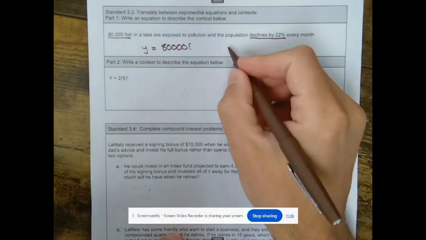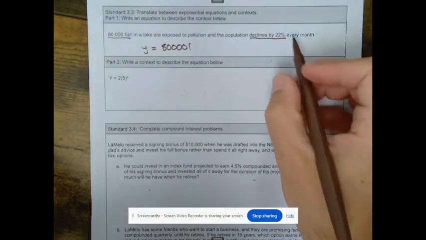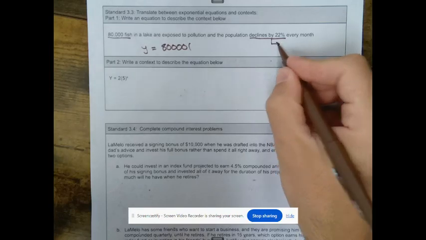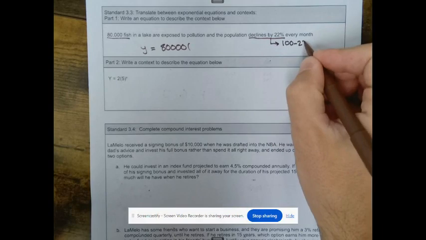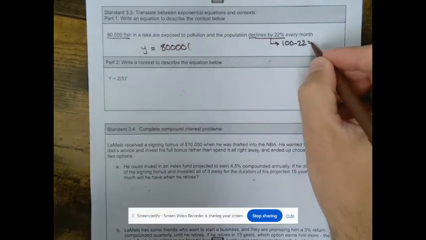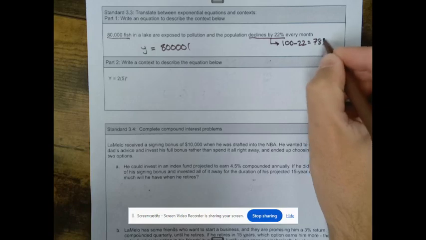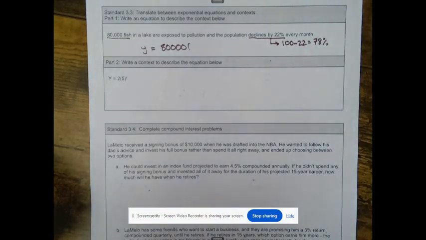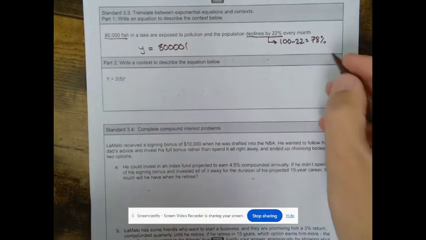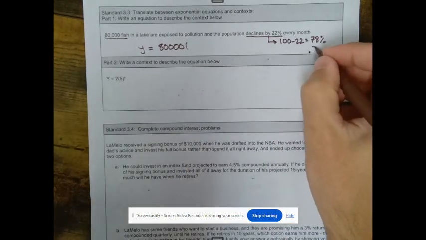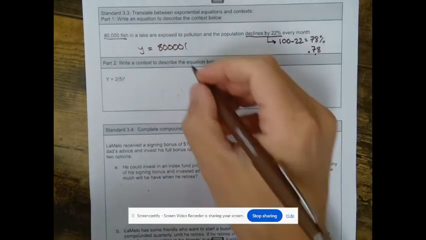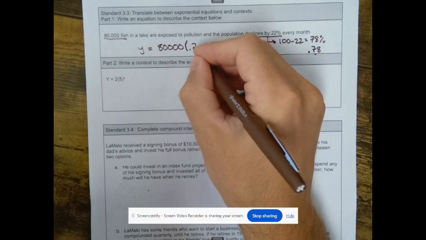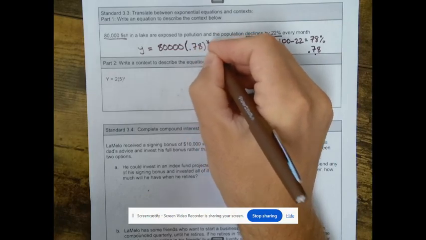Now, what's my multiplier here? It's going to be based on this decline right here. So how does this work? I start at 100, and if it declines, that means I'm taking away 22%, meaning 78% remain every month. I can't use 78% as a multiplier. When I use a multiplier, I have to use a decimal. 78% converts to 0.78. So therefore, my multiplier is 0.78 to the x power.